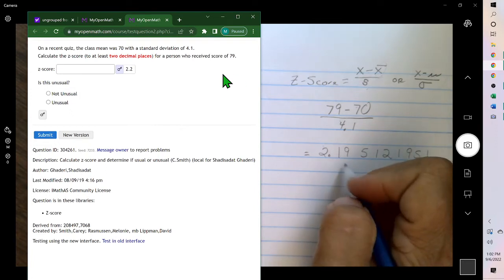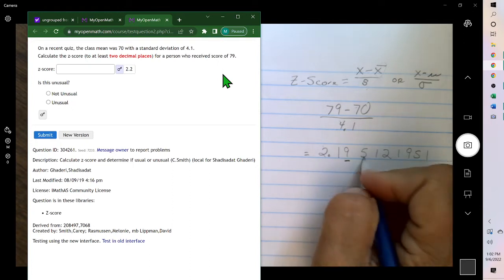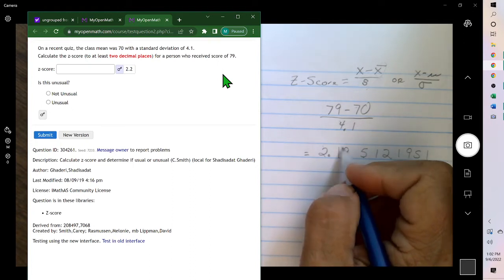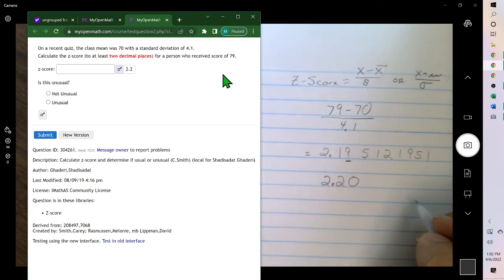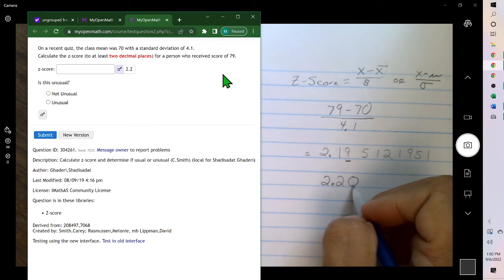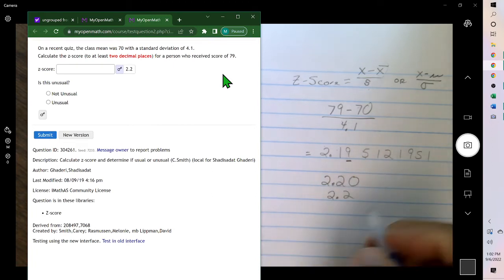2.195121951, and it's said to round to 2 decimal places. This 5 is going to round this up to a 10, so that's 2.20, but you don't need the 0, so it's just 2.2. So this is our z-score.